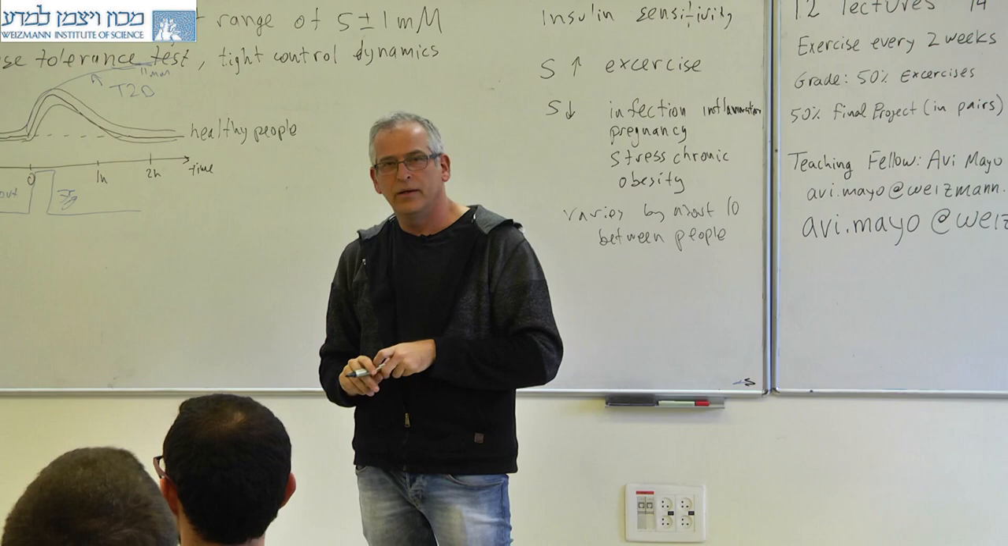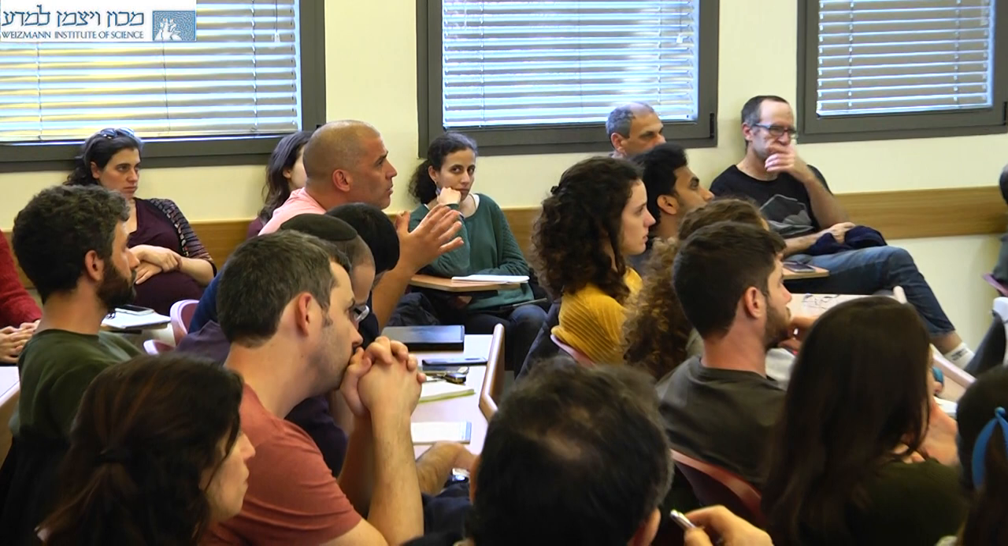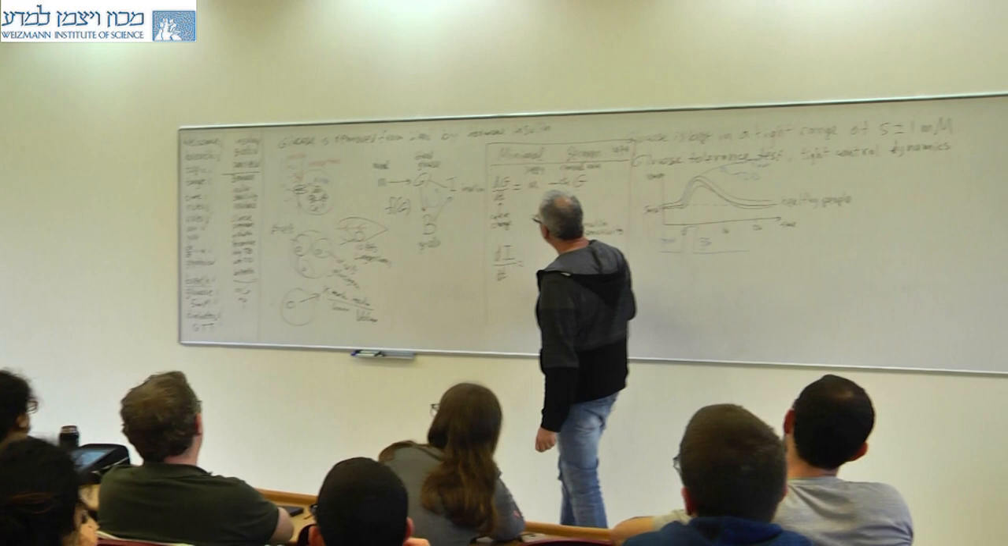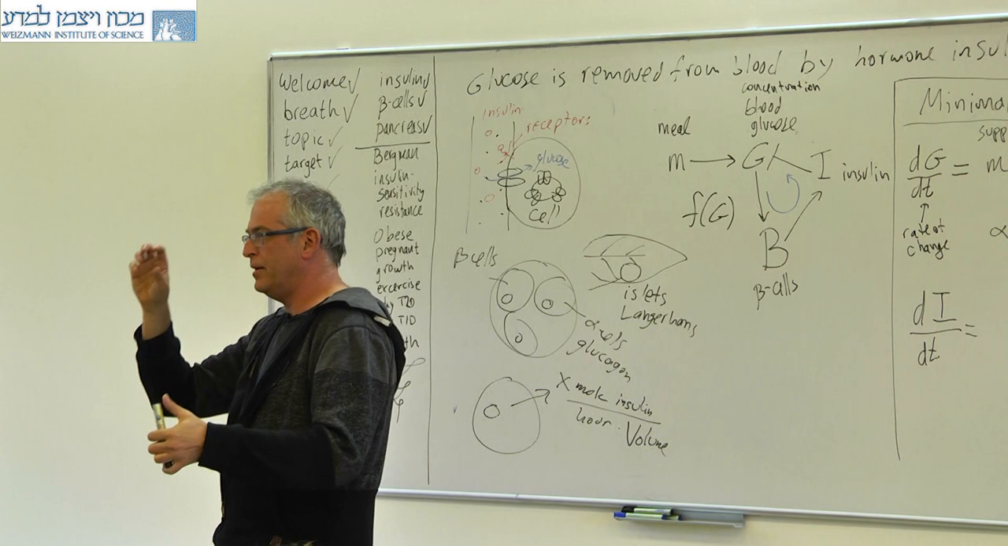There was a question. Yeah. First of all, G and I, this is not the amount in the whole body. Can you say again, please? G and I, the amount in one. Oh, so you're asking what these variables G and I stand for? Yeah. So G is, I should have said, the concentration of blood glucose. So take all the glucose in all the 5 liters of blood, take how many moles there are, divide by how many liters, you get 5 millimolar.